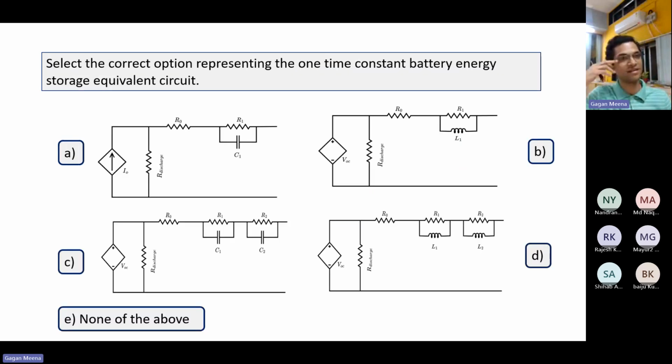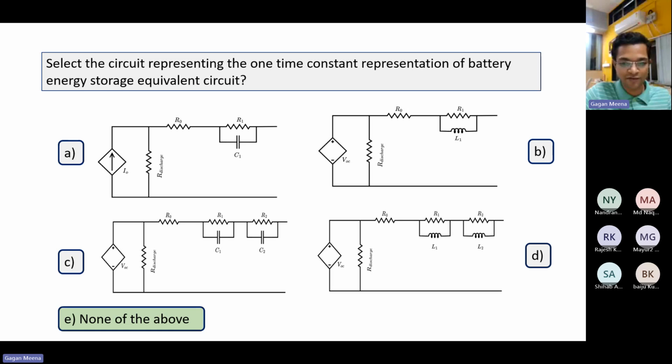inverter characteristic. And the next question is: select the correct option representing the one-time constant battery energy storage equivalent circuit. We have already discussed this for a two-time constant circuit. Which one would you choose? All the four look similar. C. Right? So which one? C. Yeah, correct. Good. C is correct. So first of all, it's a voltage source, and we also know it's RC, and two time constant means it is two pairs of RC circuit.